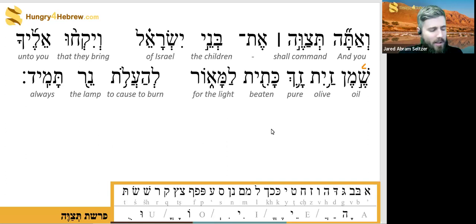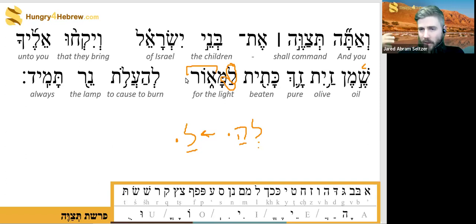Well, what does the temple service need all of this oil for anyway? La ma'or. We can tell that this is both for because of the dagesh and patach. So it's like saying le ha, but instead it turns into la. For the ma'or. Well, the mem is just part of the structure of the word. The root is or, light. This is causing light, something that causes light, a luminary or illumination. So for the illuminations, for the lamps that are going to be in the tabernacle, in the temple.